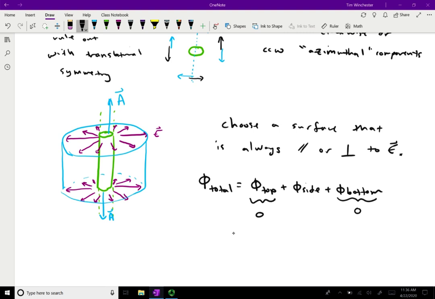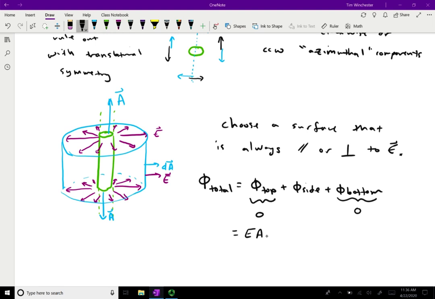All right, and that's going to be equal to the electric field through the side times the area of the side, because along the side, the dA vector points outward, and the electric field vector points outward. So those are always in the same direction because of the shape of the surface that I chose.